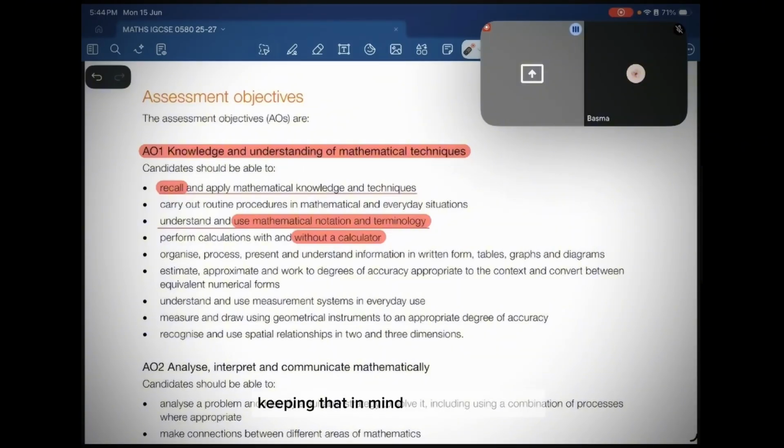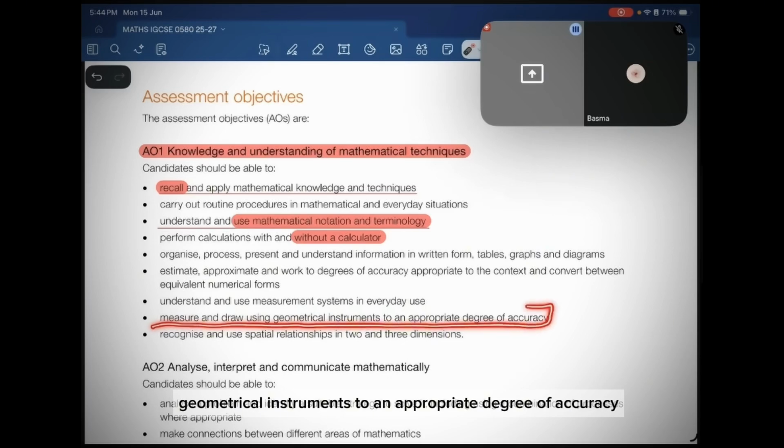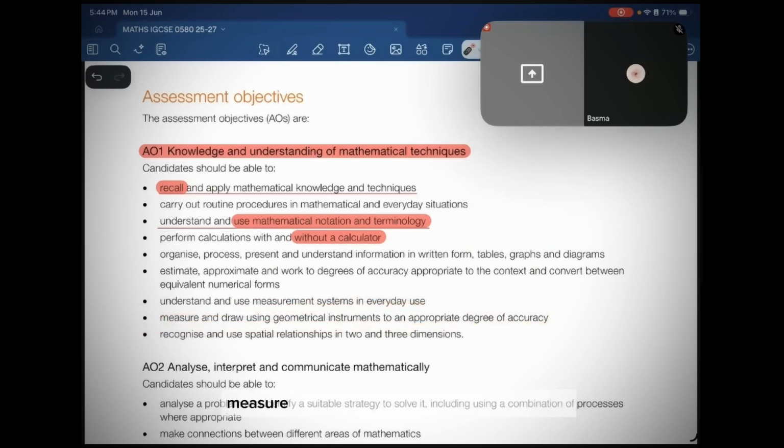Clear? Keeping that in mind, measure and draw geometrical instruments to an appropriate degree of accuracy. Measure and draw using geometrical instruments. What do you think these geometrical instruments could be?